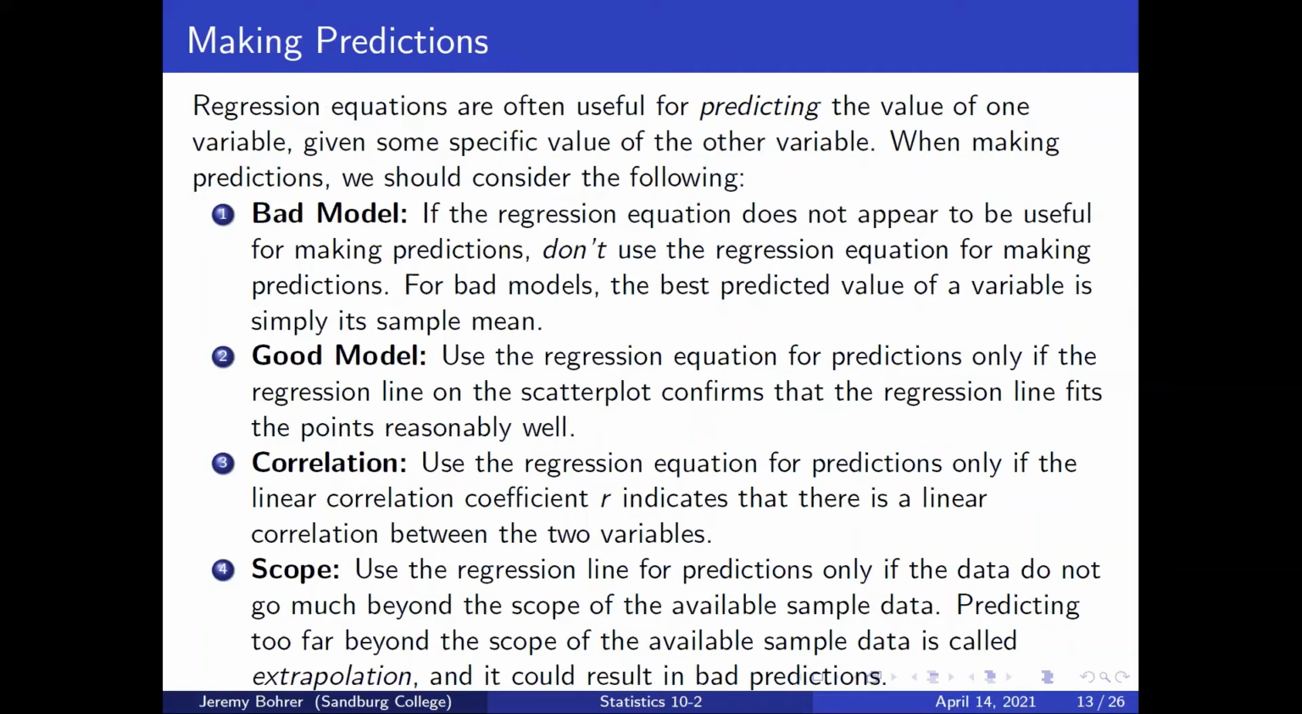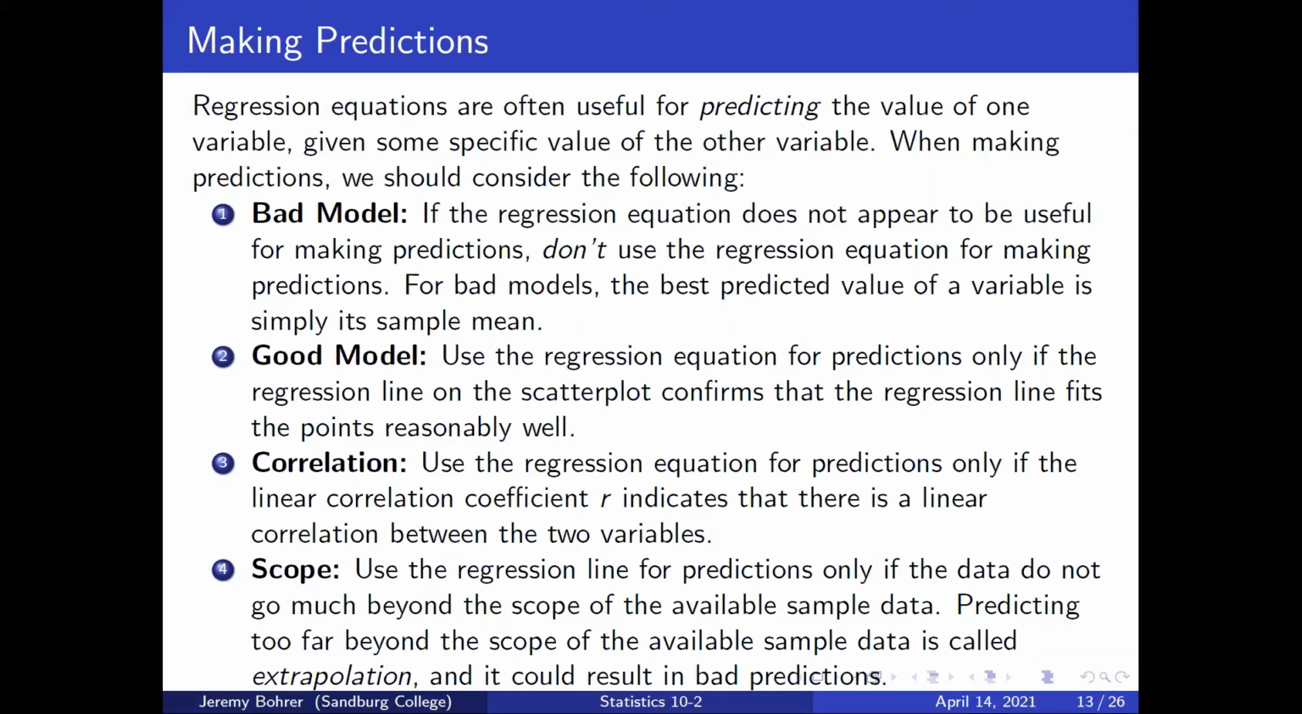Regression equations are often useful for predicting the value of one variable, given some specific value of the other variable. When making predictions, we should consider the following. First, bad model. If the regression equation does not appear to be useful for making predictions, don't use the regression equation for making predictions. For bad models, the best predicted value of a variable is simply its sample mean. Second, good model. Use the regression equation for predictions only if the regression line on the scatter plot confirms that the regression line fits the points reasonably well.